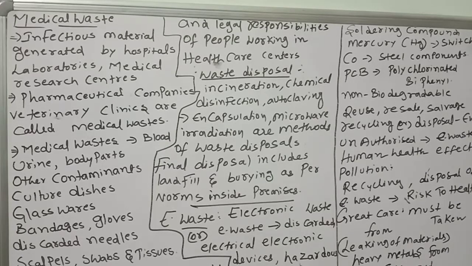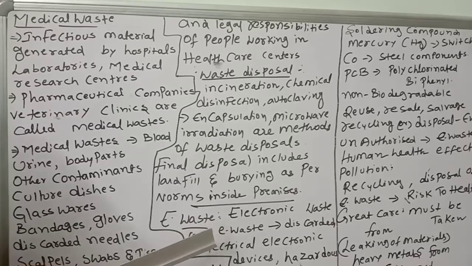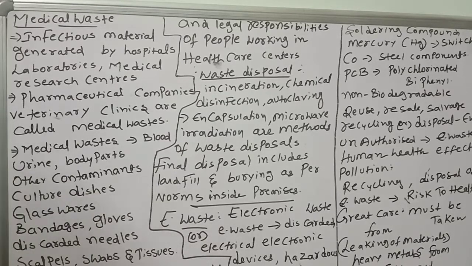Next, electronic waste. What is electronic waste? For example, you are using your own computer. Scanners, printers, keyboards, mouses and other electronic devices. Next, cell phones and tablets, audio and video equipment, television, monitors and laptops, personal electronic devices. All these things come under electronic waste.